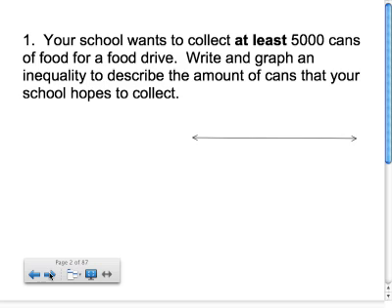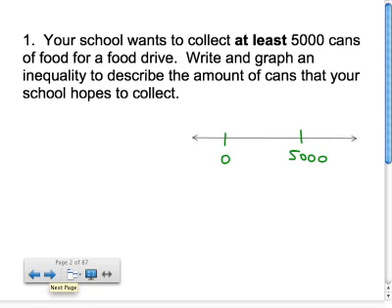First of all, just a quick review of what inequalities are. Example 1 says your school wants to collect at least 5,000 cans of food for a food drive. Write and graph an inequality to describe the amount of cans that your school hopes to collect. So essentially, you want at least 5,000. That means anything less than that would be a disappointment. So if this is 0, 5,000 is way over here. Now when it says at least, that means 5,000 is okay, and then anything more than that.